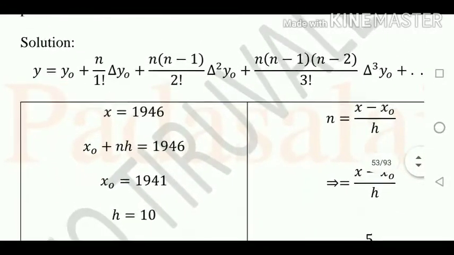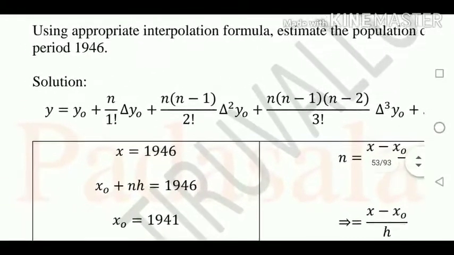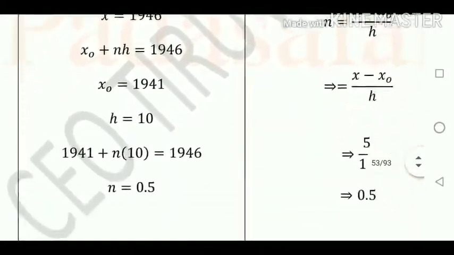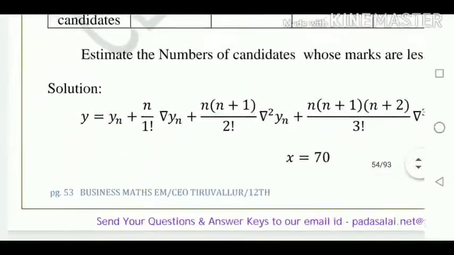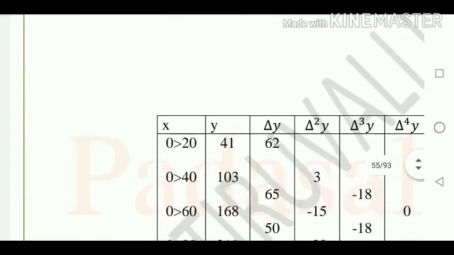y0 plus n by 1 factorial into delta y0. So this is the estimation formula we are using. This is not included in 5.2. We are going to the next sum. Next sum is related to the missing term.